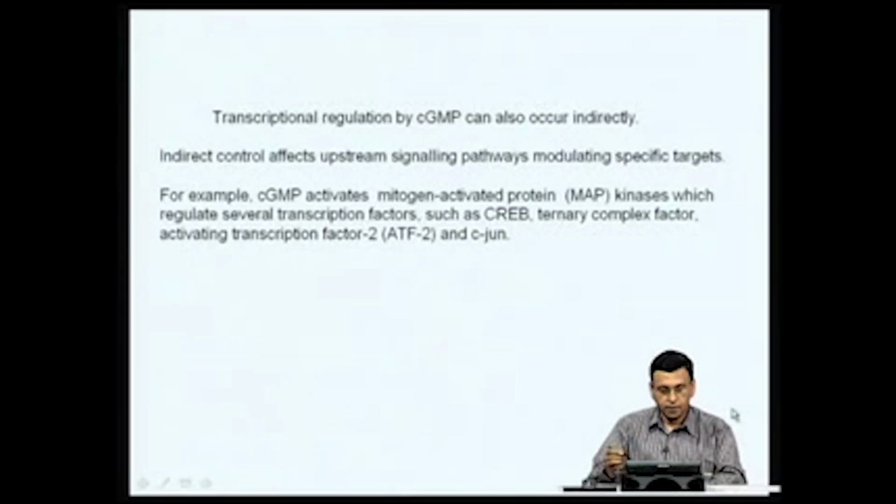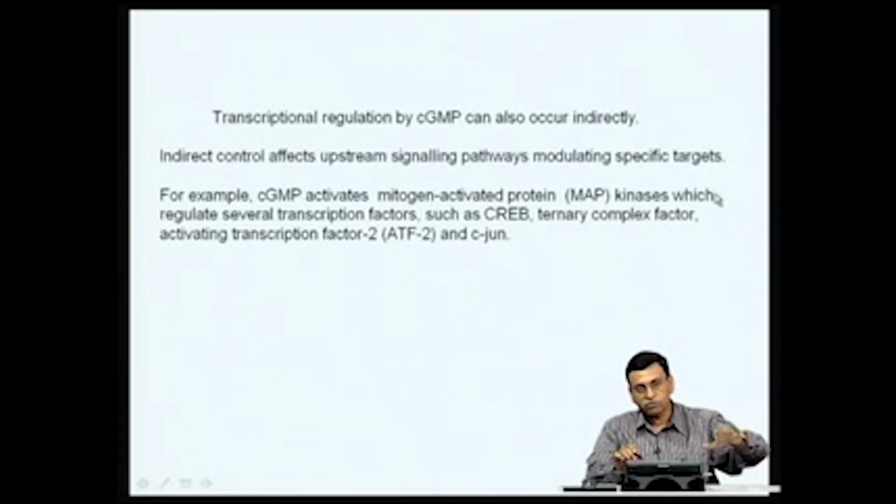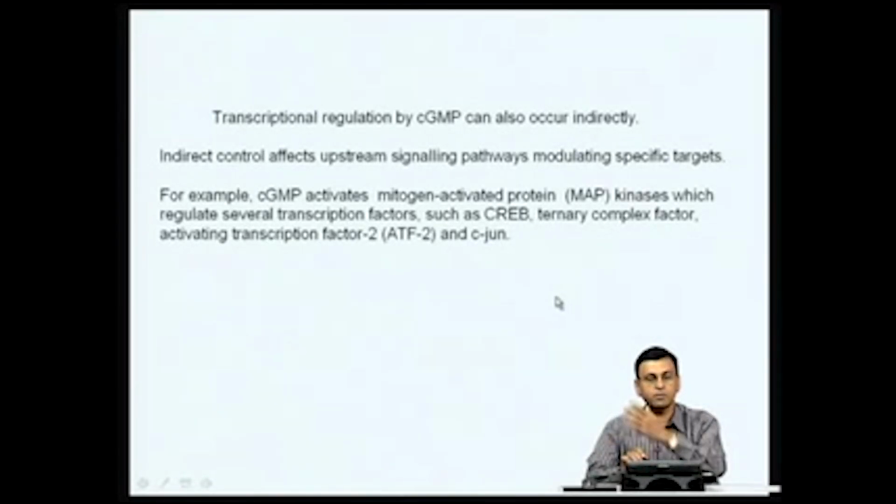Now, transcription regulation by cyclic GMP can also occur indirectly. The indirect control affects upstream signaling pathways modulating specific targets. In the previous slide we actually discussed the mechanism by which cyclic GMP directly activates cyclic GMP kinases or phosphodiesterases. In turn, they target transcription factors and activate or repress gene expression programs.